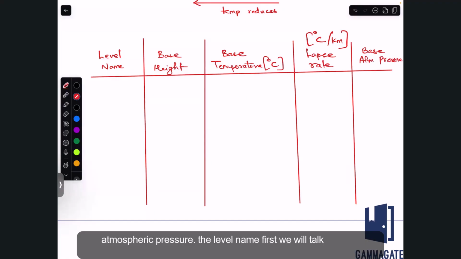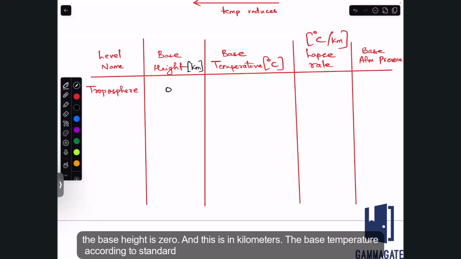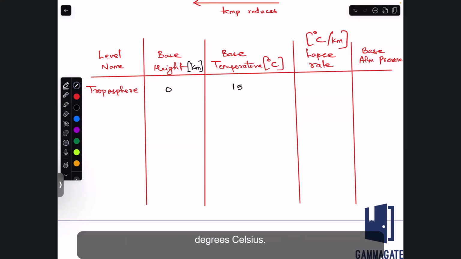The first level name we will talk about is the troposphere. In the troposphere, the base height is 0 kilometers. The base temperature according to standard atmosphere is 15 degrees Celsius. What is the lapse rate? It is minus 6.5. And the base atmospheric pressure is 101325 pascals.